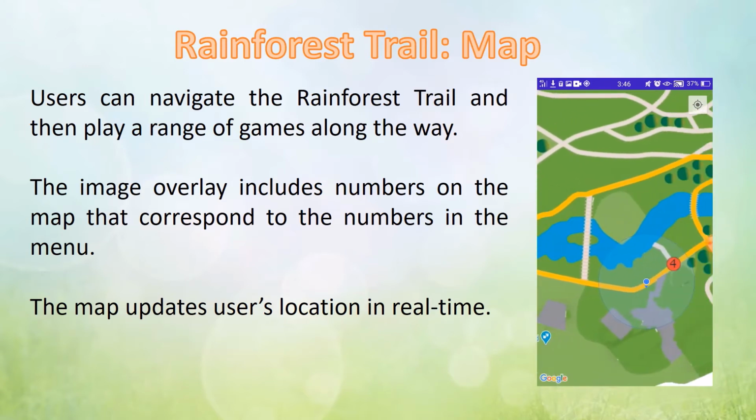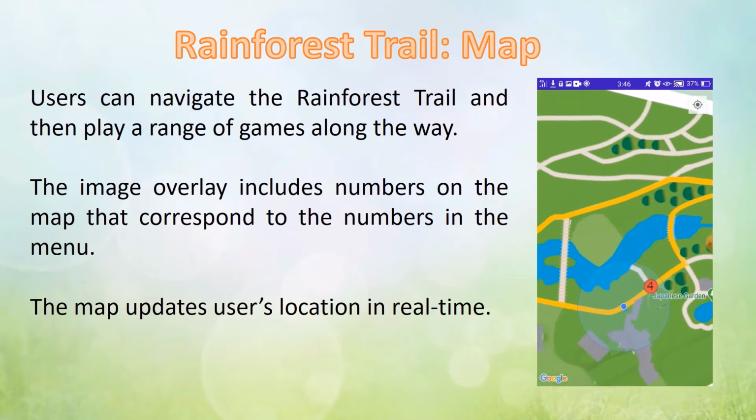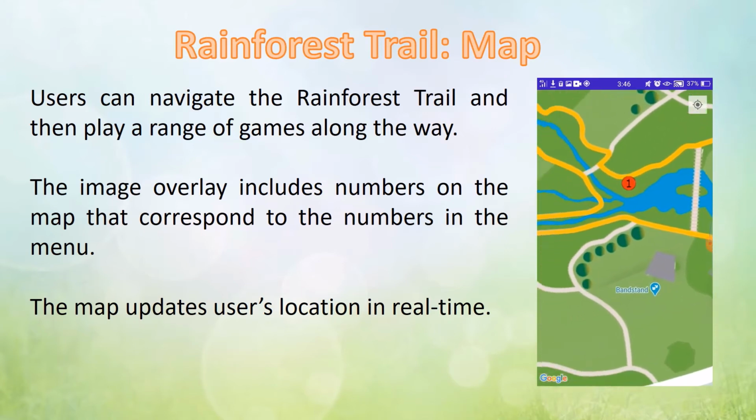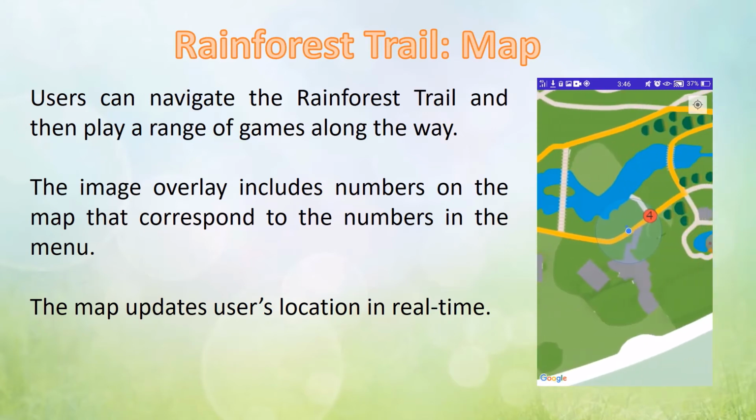The Rainforest Trail map uses the same Google Maps API as the map on the main page. Users can navigate the Rainforest Trail and then play a range of games along the way. The image overlay includes numbers on the map that correspond to the numbers in the menu. The map also updates the user's location in real time.